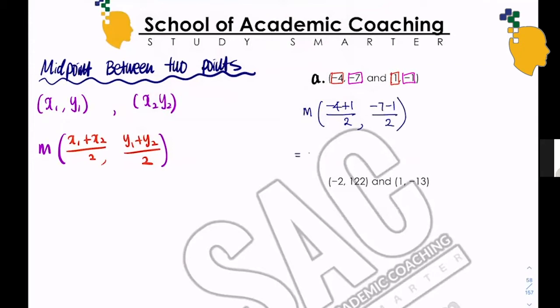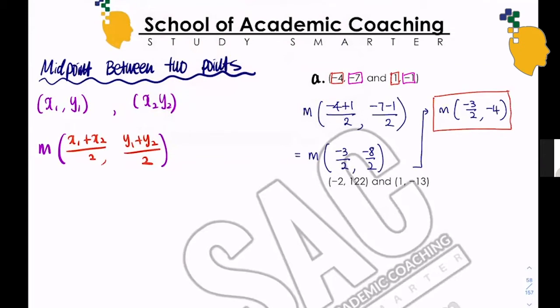So -4 plus 1 is -3, so you'll be -3 over 2. -7 minus 1 is -8, so you'll be -8 over 2. -3 over 2 we can't simplify, so leave it like that. But -8 over 2 we can simplify as -4. So here's our midpoint, -3 on 2 and -4.